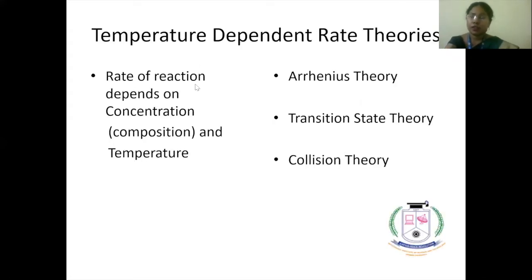So the rate of a reaction depends on the concentration as well as the temperature. Basically, there are three theories which propose the dependence of rate on temperature: Arrhenius theory, transition state theory, and collision theory.